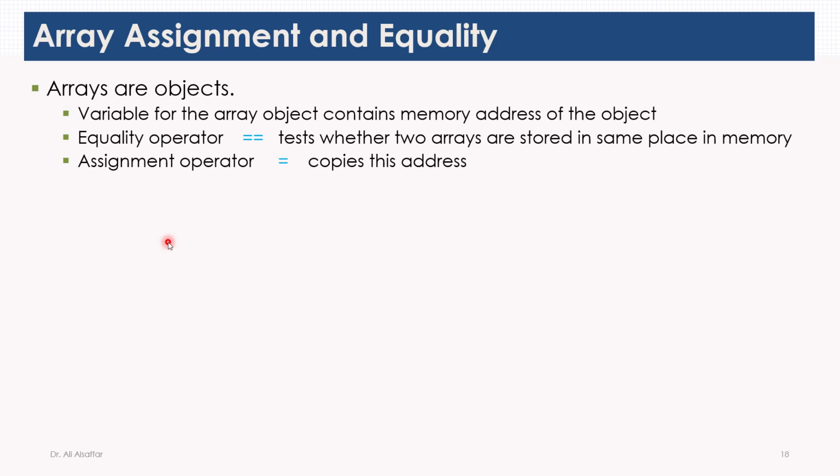As we discussed before, arrays are objects. And so the equality operator and the assignment operator behave and misbehave in the same way with arrays as they do with any kind of object we saw before discussing arrays.